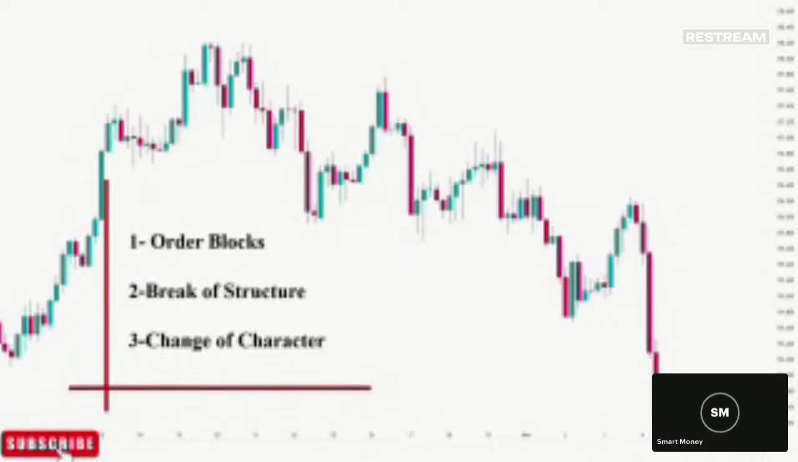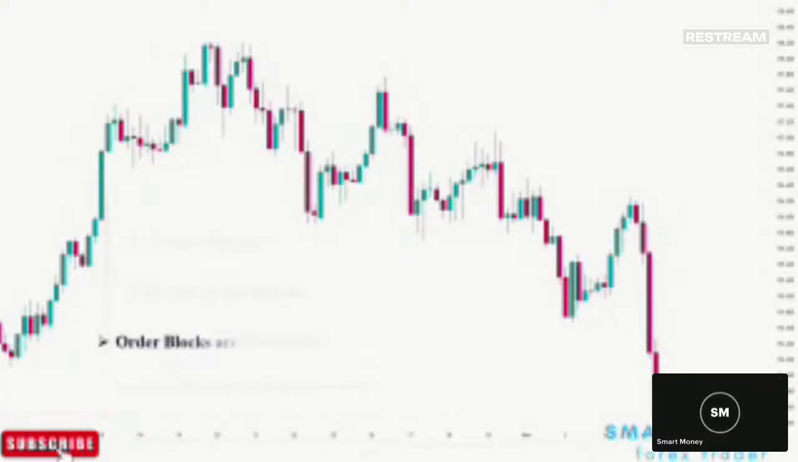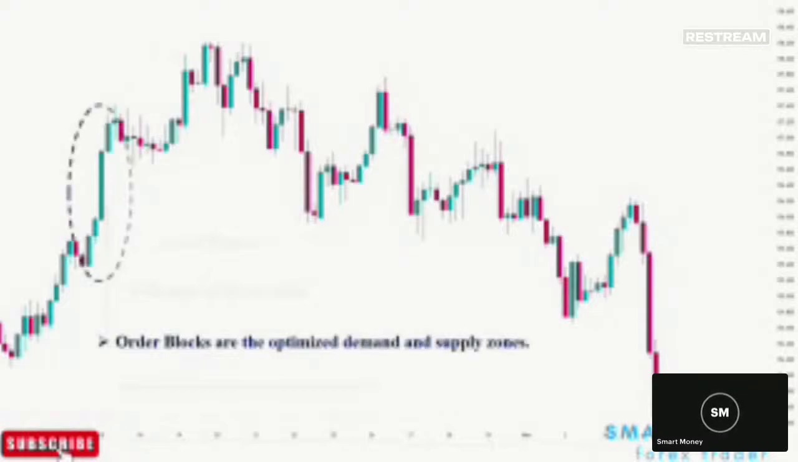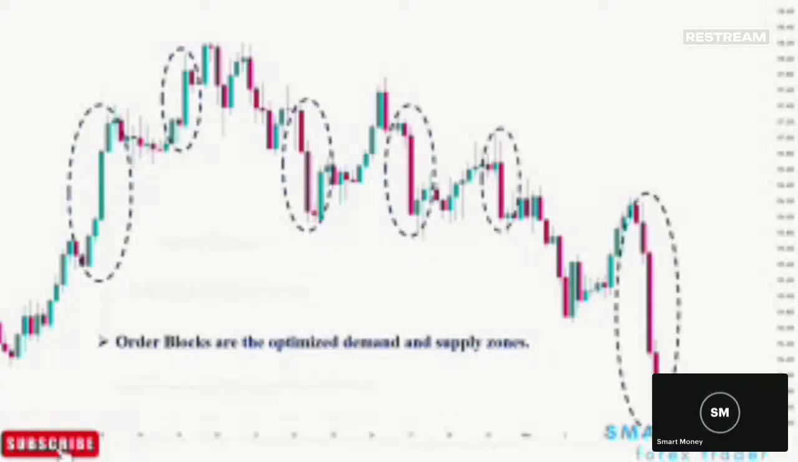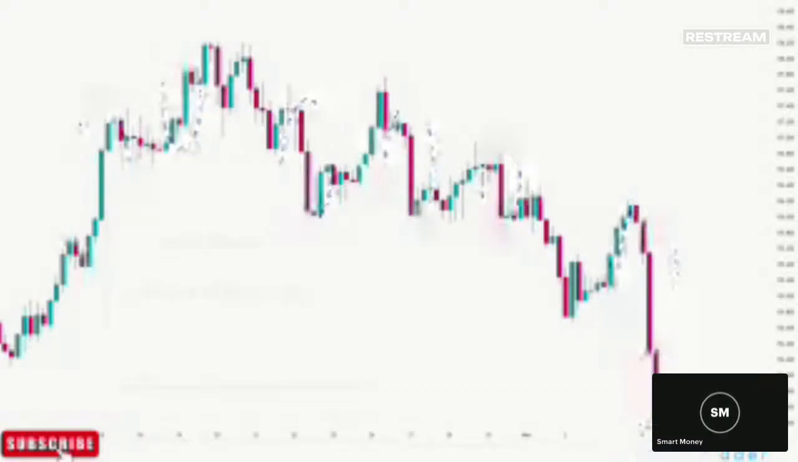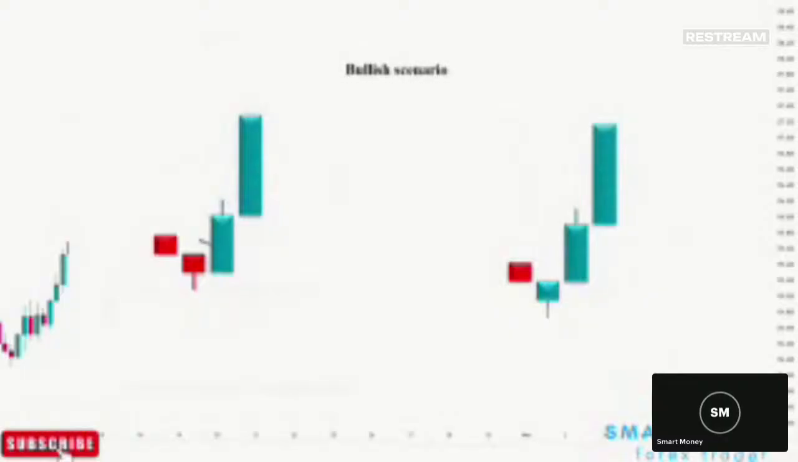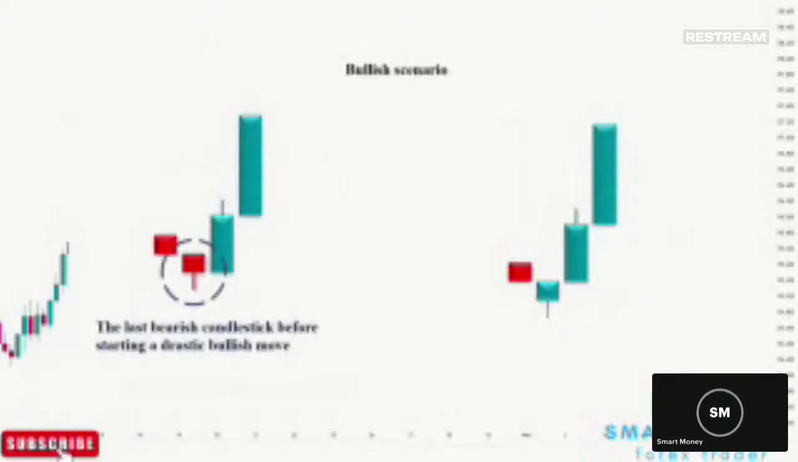So the previous videos will be linked in the description. So let's start with the order blocks. Order blocks are the optimized demand and supply zones. They form when a large amount of money enters the market, resulting in a massive move. In other words, when there is an imbalance between the buyers and the sellers. Now, let me show you how to identify an order block.